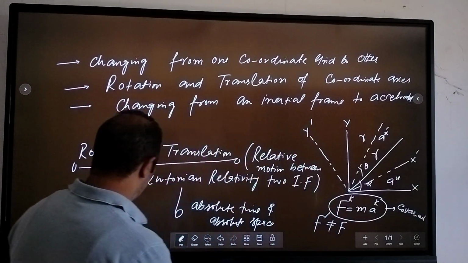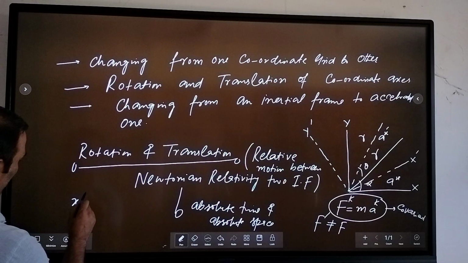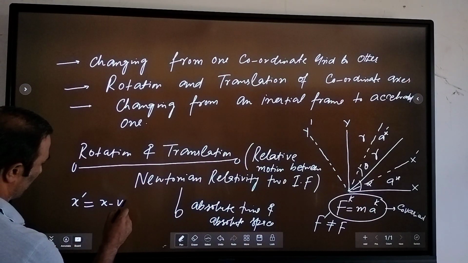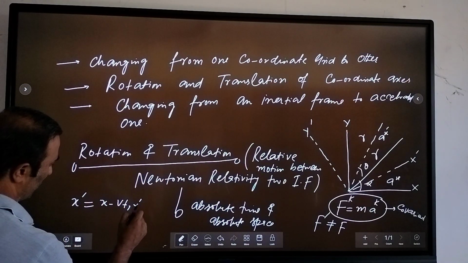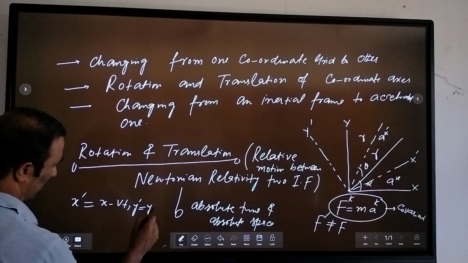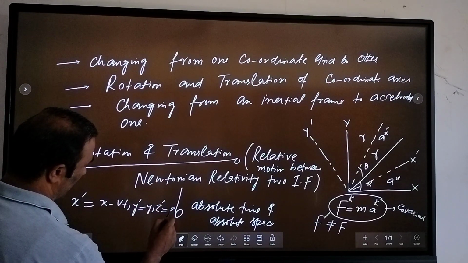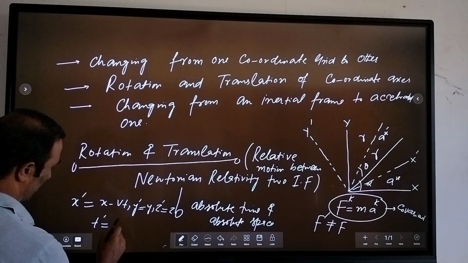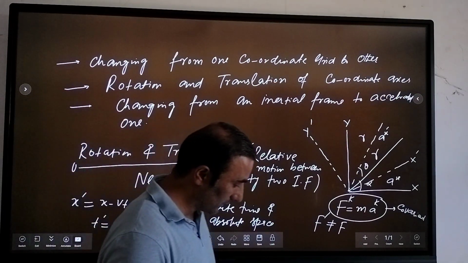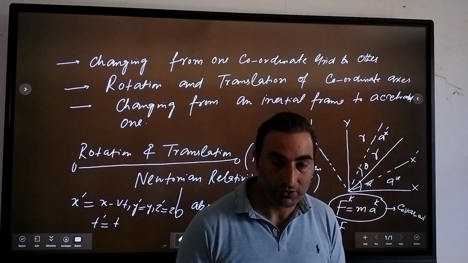So we have x prime equal to x minus vt, y prime equal to y, z prime equal to z, and t prime equal to t. So these are the Galilean transformations.